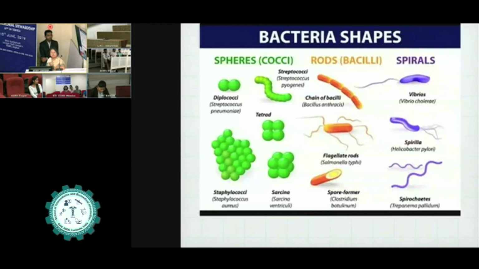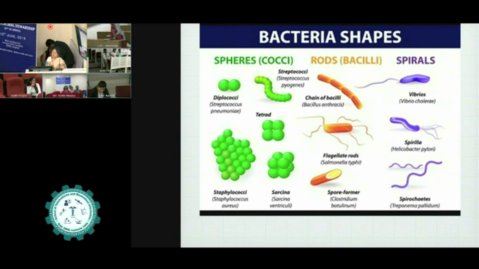Though drug resistance is there in case of viral diseases, fungal diseases, and also in parasitic diseases, the problem that we are facing today is mostly with the antibacterial agents. So bacteria, as we know, have various shapes and sizes.